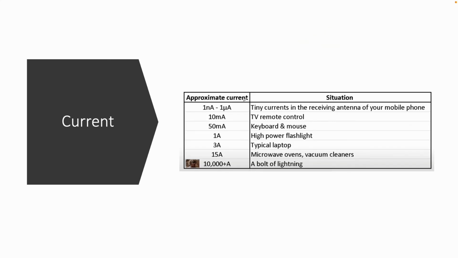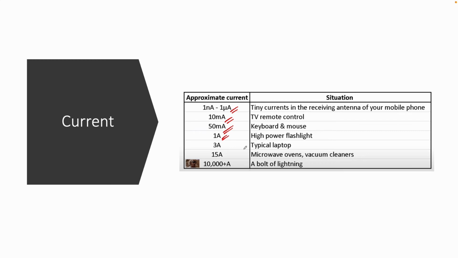To give you an idea about the current consumption by certain practical devices which you are familiar with, the antenna of your mobile phone consumes only about 1 nanoamp to 1 microamp, hardly any current, right? But still there has to be a current flow to keep that alive. A TV remote consumes 10 milliamps. 50 milliamps is the consumption of your keyboard and mouse. Even some of the latest technology has even less than that. A high power flashlight like an LED light is consuming 1 amp.